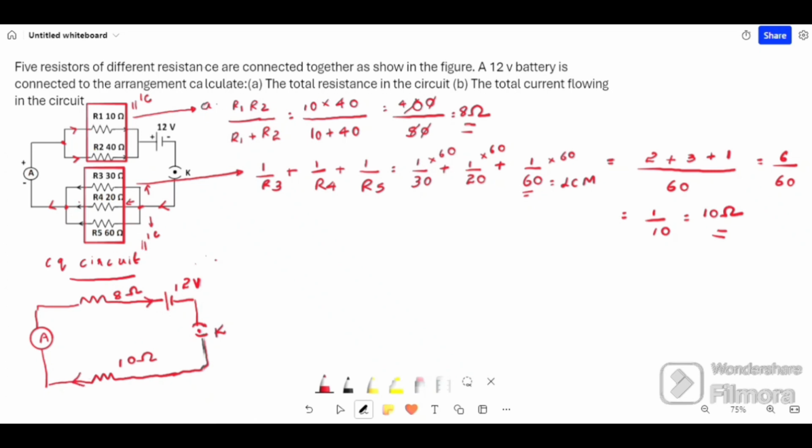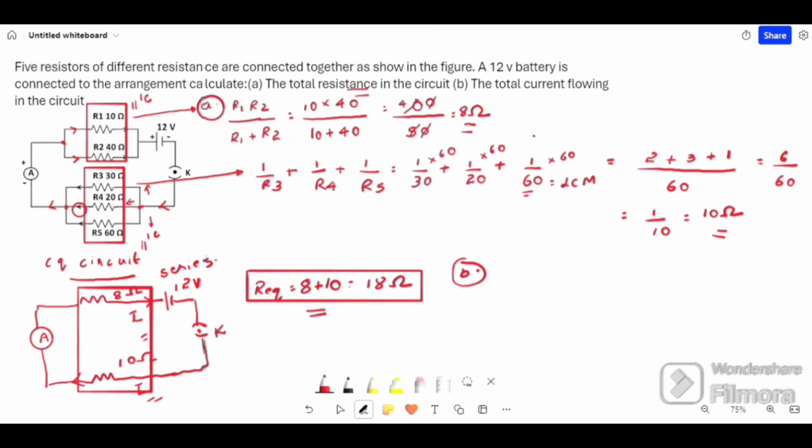Now we can see that the current through the 10 ohm and 8 ohm will be the same. If current I flows in the 8 ohm resistor, then the same current I will flow in the 10 ohm resistor. Therefore both are connected in series. For a series connection we add up the resistances. R equivalent will be 8 plus 10, that is 18 ohm.